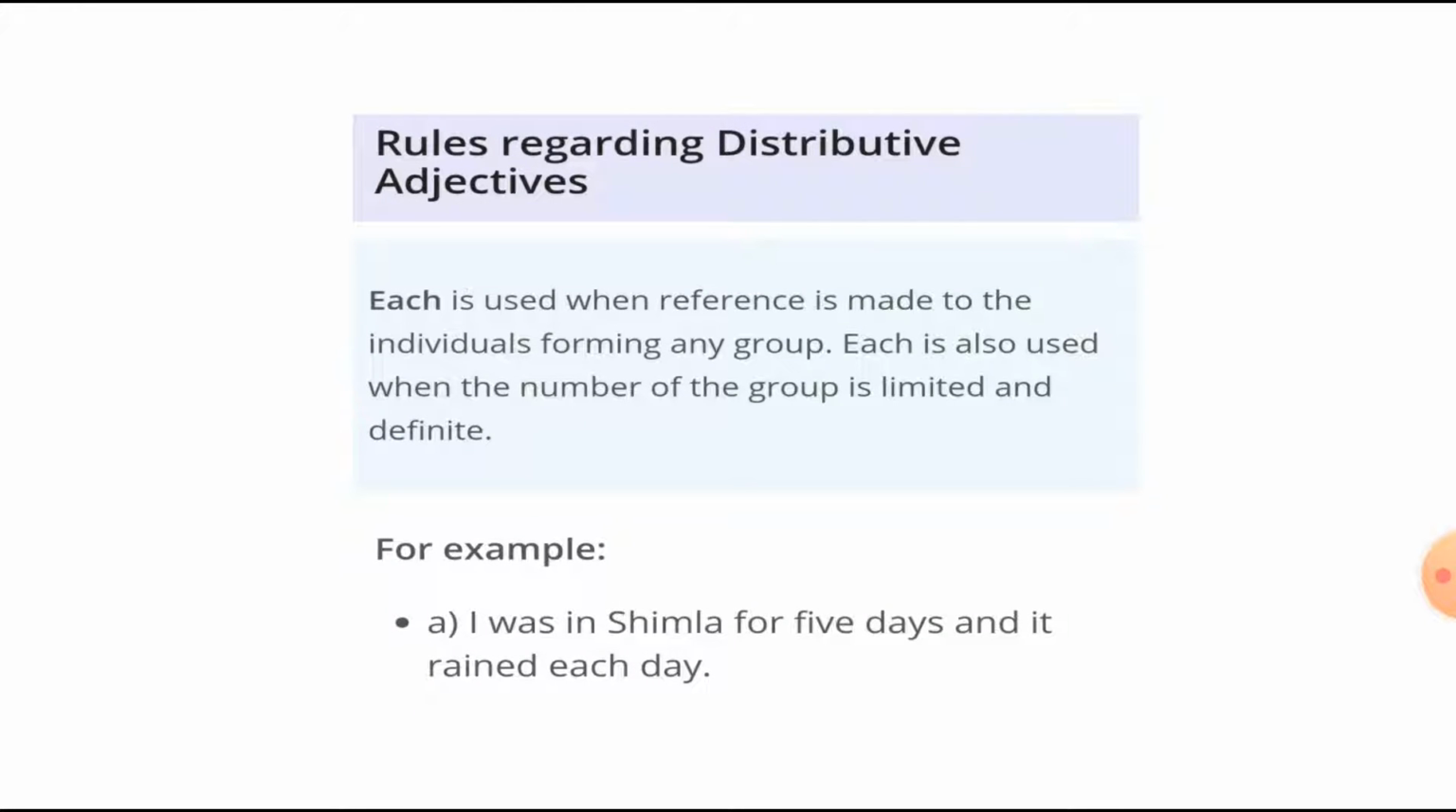Rules regarding distributive adjective. Each is used when reference is made to the individual forming any group. Each is used when the number of the group is limited and definite. For example, I was in Shimla for 5 days and it rained each day.